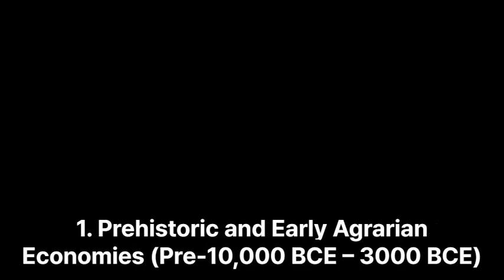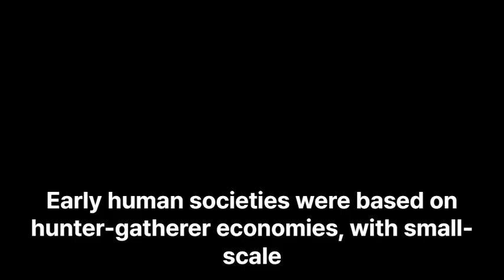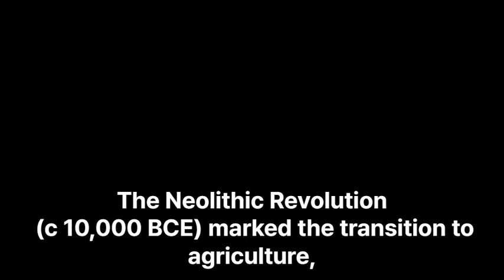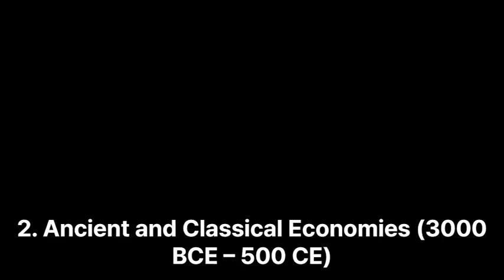1. Prehistoric and early agrarian economies, pre-10,000 BCE to 3000 BCE. Early human societies were based on hunter-gatherer economies with small-scale trade and resource sharing. The Neolithic Revolution, c. 10,000 BCE, marked the transition to agriculture, enabling population growth and the rise of permanent settlements. Key developments: domestication of plants and animals, emergence of barter systems and early trade routes, development of rudimentary property rights and social hierarchies.